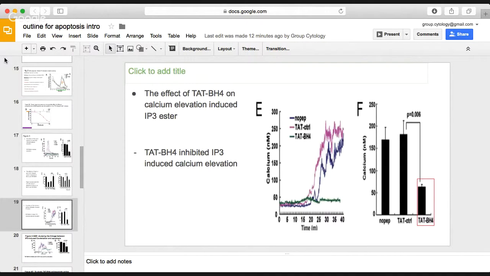Here they investigated if the TAT-BH4 had any effect on the calcium elevation induced by the IP3 ester. Part E shows the calcium traces of the calcium elevation by IP3 ester that were treated with the TAT control and the TAT-BH4 peptides. The TAT-BH4 did not inhibit calcium elevation induced by IP3 ester. In part E in the green, it showed no peaks to the calcium, as well as part F in the red box showed low calcium elevation.